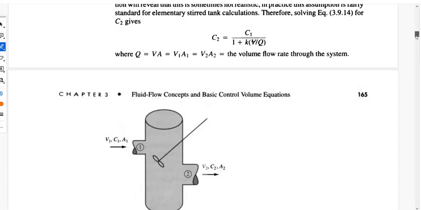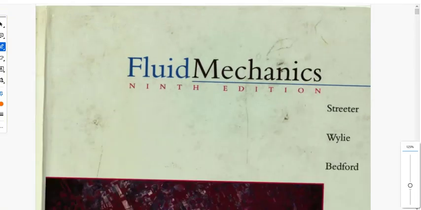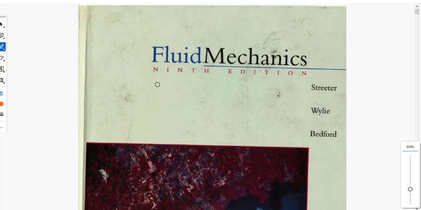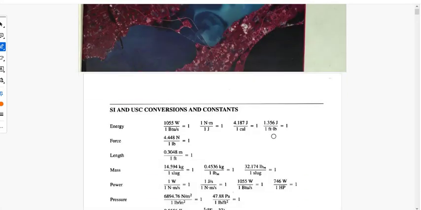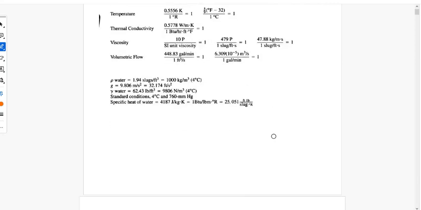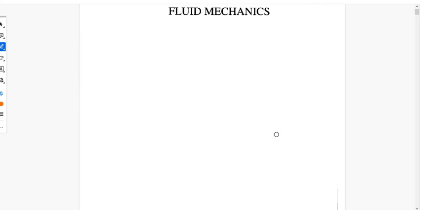Okay, the book we want to introduce is Fluid Mechanics, 9th edition, from Streeter, Wylie and Bedford. We can work on this book. This is a good book that you can have and work on. So let me go to page 182.